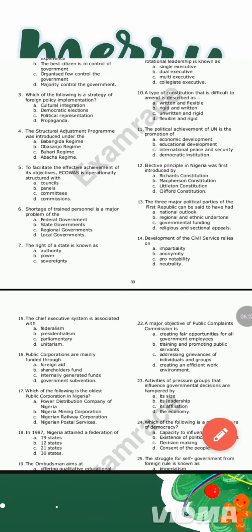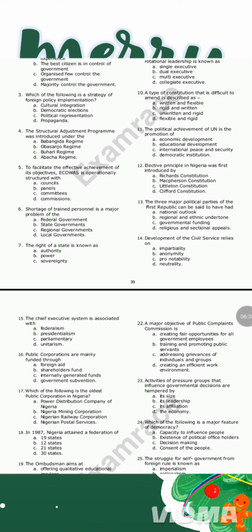Question number 15. The chief executive system is associated with. Now, whenever you see the chief executive system, the answer is presidentialism or presidential system. And this system was introduced in Nigeria during the Second Republic. That is from October 1st, 1979 to December 31st, 1983, of which Nigeria's first chief executive was Alhaji Shehu Shagari, a member and a party flag bearer of the NPN, National Party of Nigeria.